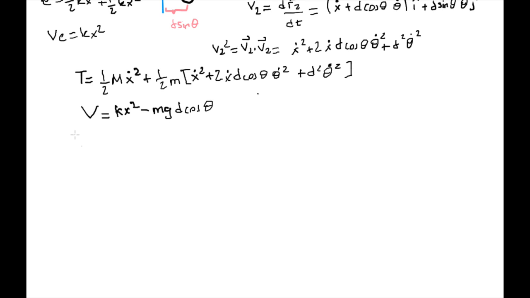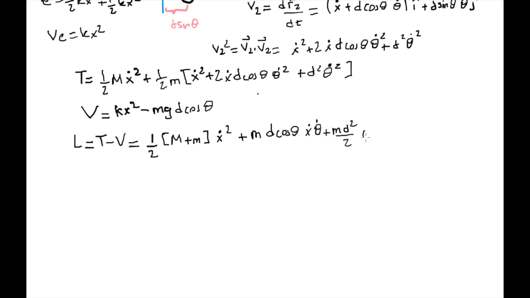Okay, so now remember, the Lagrangian is T minus V. So it's going to have 1 over 2 big M plus little m x dot squared plus m d cosine theta x dot theta dot plus m d squared over 2 theta dot squared, minus k x squared plus m g d cosine theta. Great, so this is my Lagrangian.